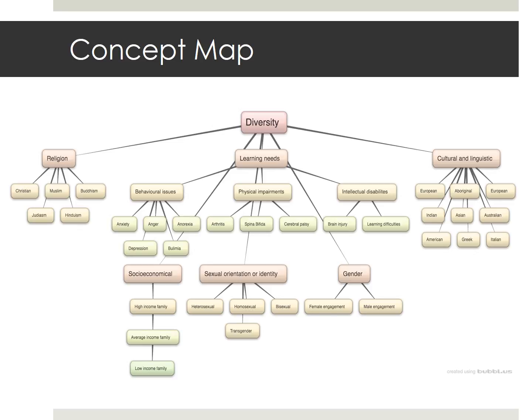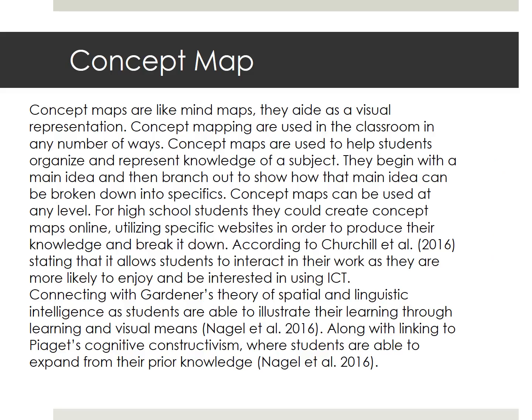This is my own concept map. A concept map is a type of graphic organizer used to help students organize and represent knowledge of a subject. Concept maps begin with a main idea and then branch out to show how that main idea can be broken down into specific topics. This caters to a diverse range of students because every student learns differently.